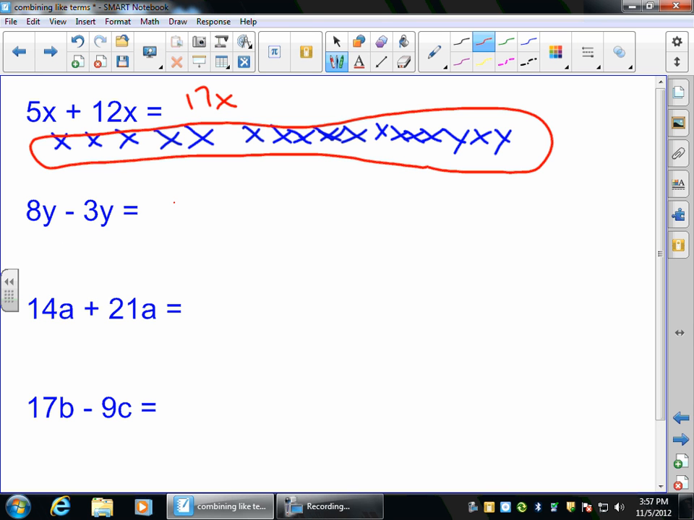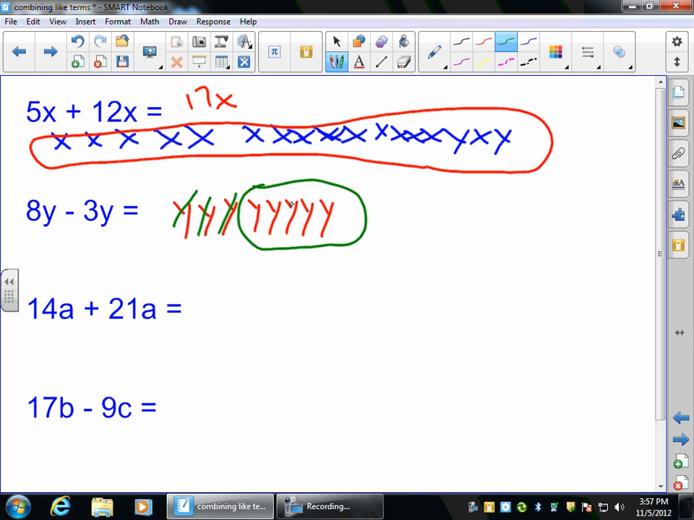If I had 8 y's and I got rid of 3 of them, I subtracted 3 of them, how many do I have left? Well, that's easy. There are 5 of them left. So 8y minus 3y equals 5y.